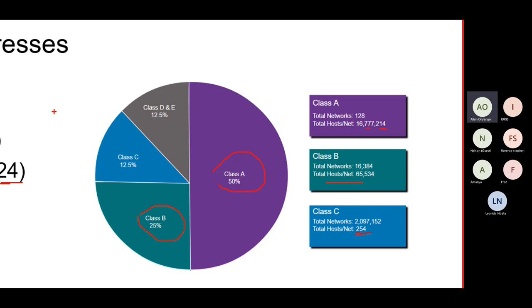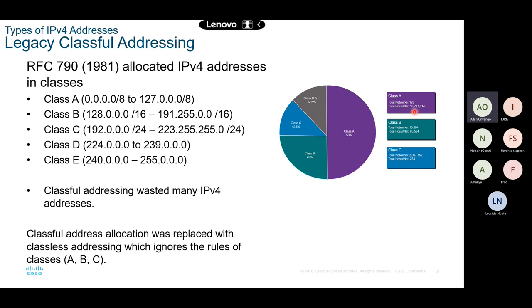Class D and E, like I told you, these ones are not always assigned. These ones are preserved for special purposes. They are preserved for special purposes. All right.